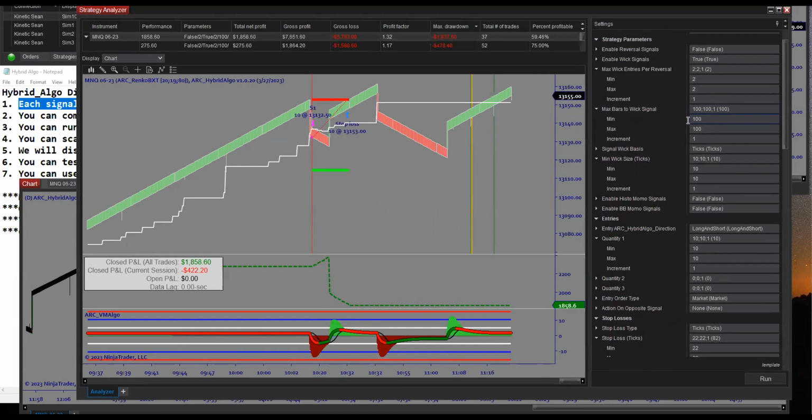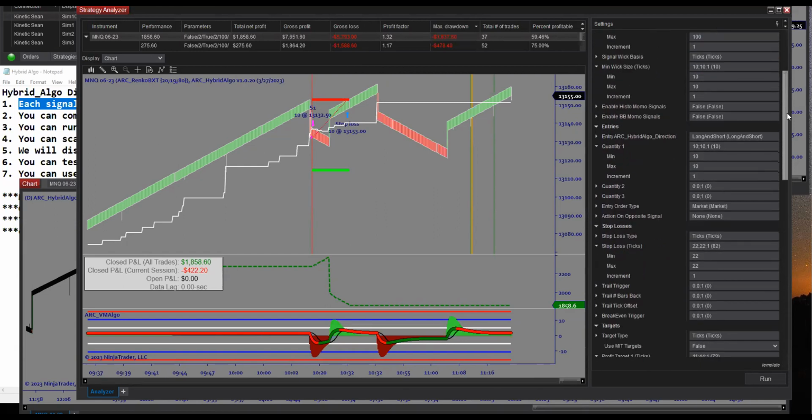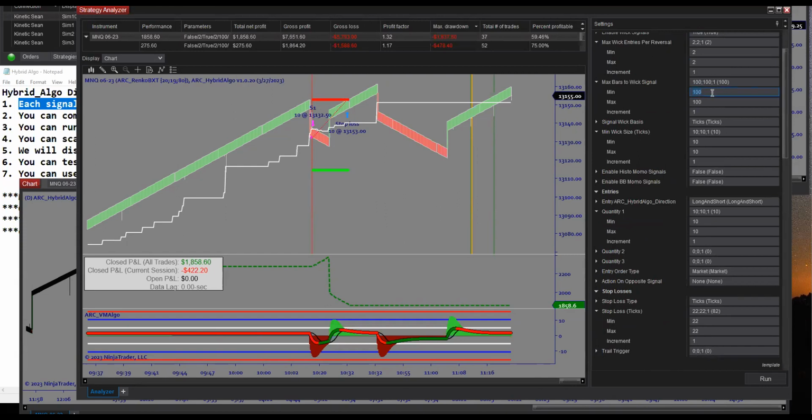I think we can increase the max signals after. That's the only thing I would change, max bars to signals, because you want to see how many signals you get in a leg. If you have huge reversals, I would argue that you would want to increase this. Why would you want to do that?